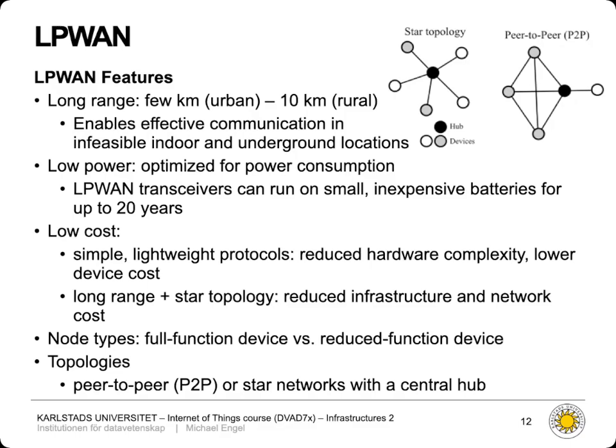Let's now move on to wide area networks. So low power wide area networks are ideal for large scale IoT applications, for example in a smart city where you want to distribute sensors over a large area of several kilometers. As the name says, low power wide area networks cover a long range, from a few kilometers in urban areas to maybe 10 kilometers in rural areas, which enables effective communication not only in outdoor situations, but also in otherwise infeasible indoor and even underground locations.